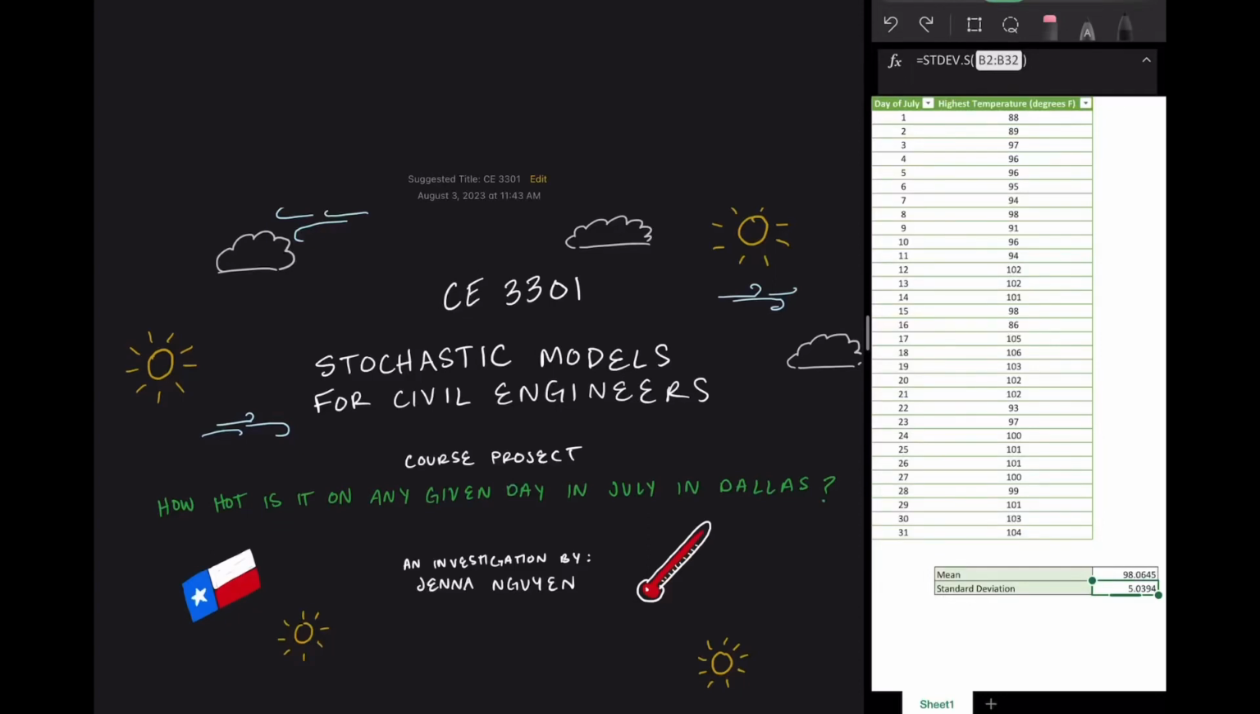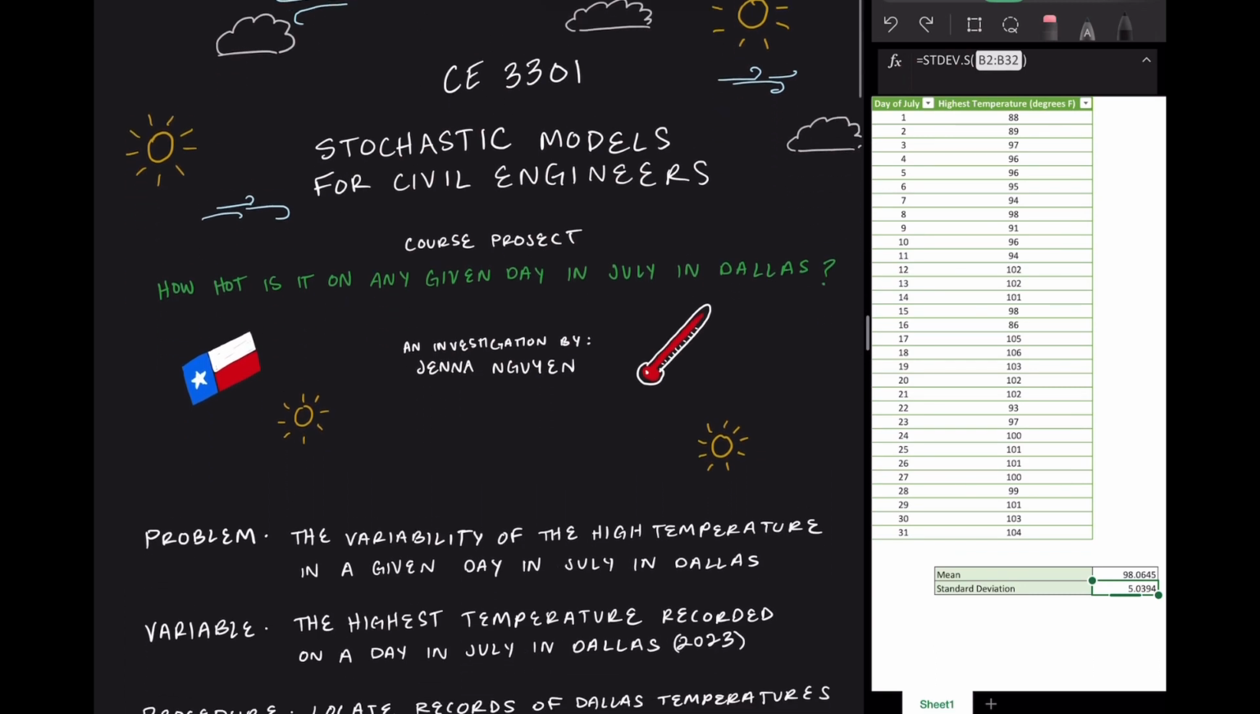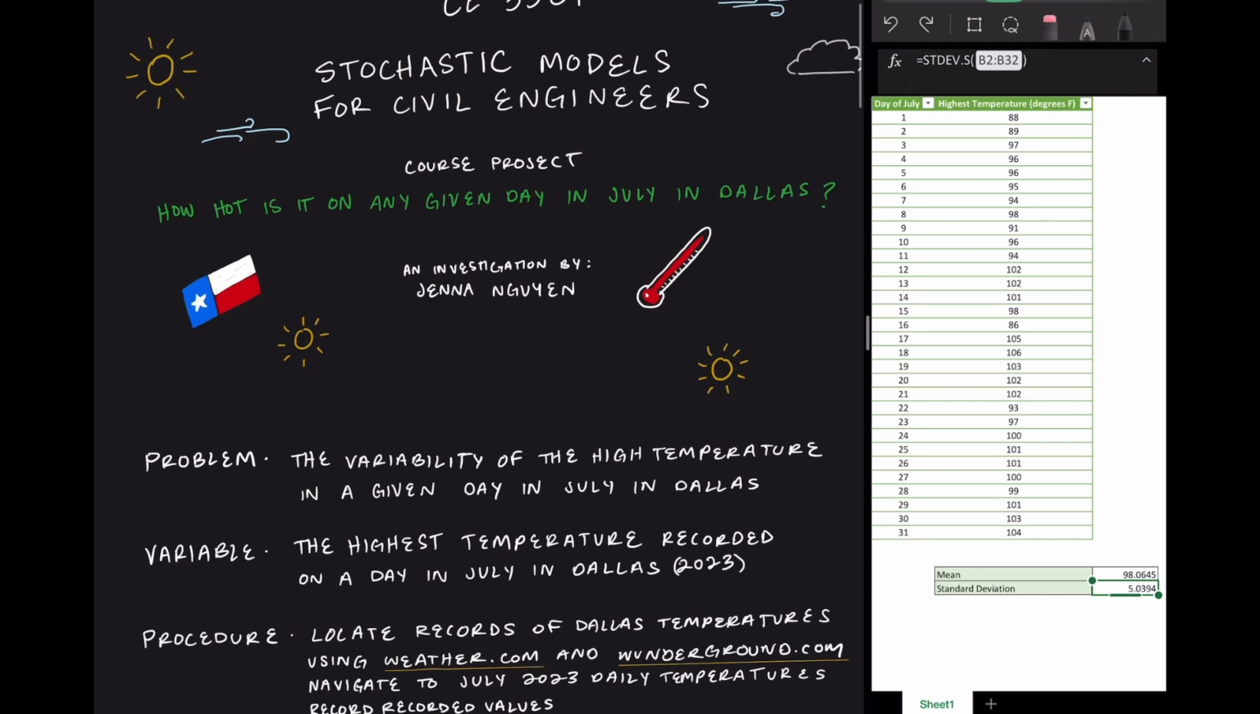My name is Jenna Nguyen, and this is my project for CE 3301 Stochastic Models, investigating how hot it is on any given day in July in Dallas. Our variable is the highest temperature recorded each day in July in Dallas of 2023.